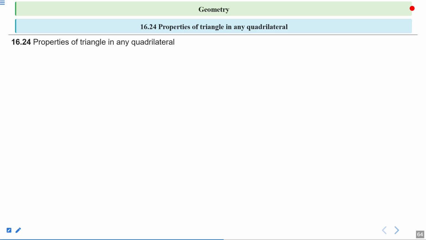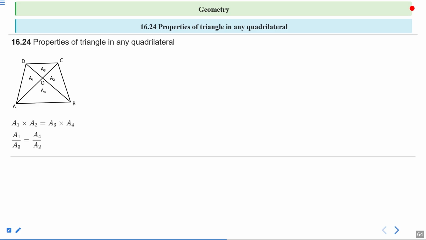Property of triangles in any quadrilateral. So this is the diagram of a quadrilateral in which four triangles are formed. So we can say that area A1 multiplied by A2 equals area A3 multiplied by area A4. These are equal to each other. So we can also say that A1 by A3 equals A4 upon A2. And these A1, A2, A3 and A4 represent the areas of the triangles. Next one.